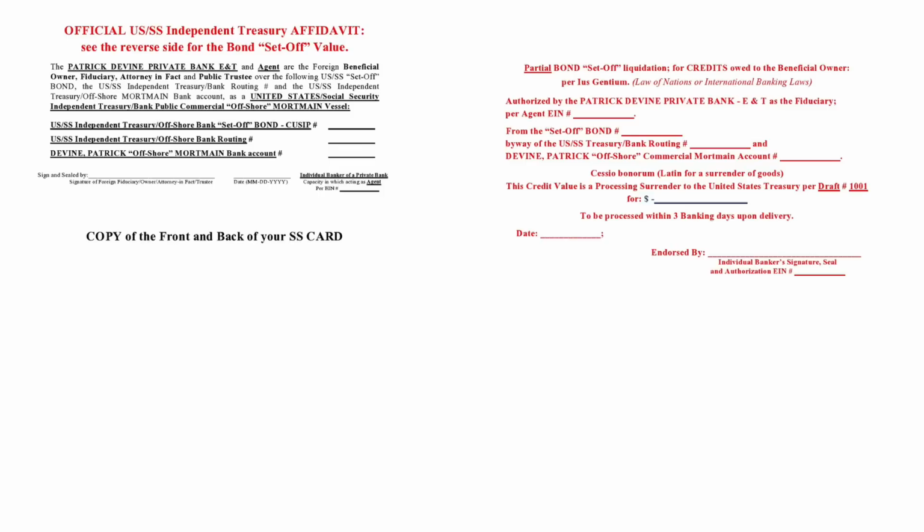Okay, when you're signing as the individual banker, use your thumbprint. Then down below, if you want to put on the private bank seal, then you use your embosser. Thumbprint in red? Yeah. You sign it in blue, and then your EIN number's in blue, and the date's in blue, and then you can put your thumbprint on there in red.